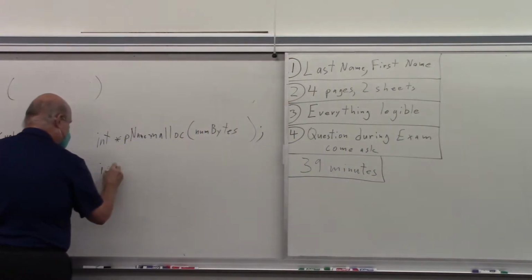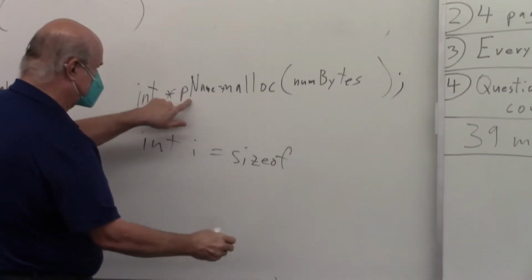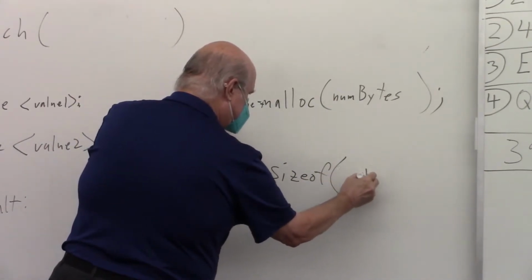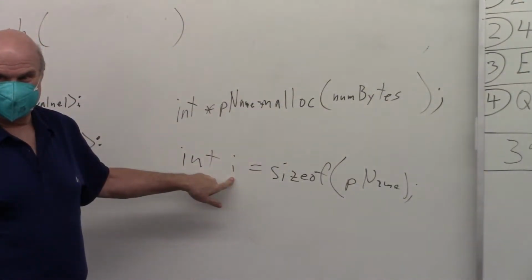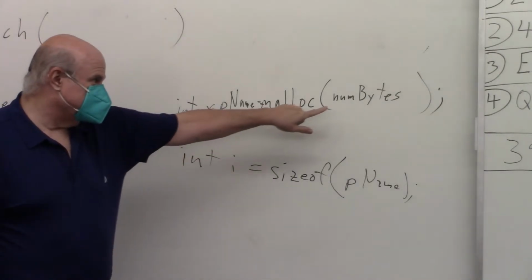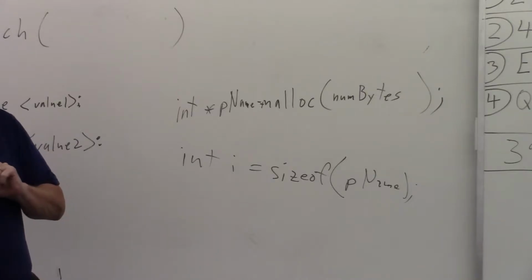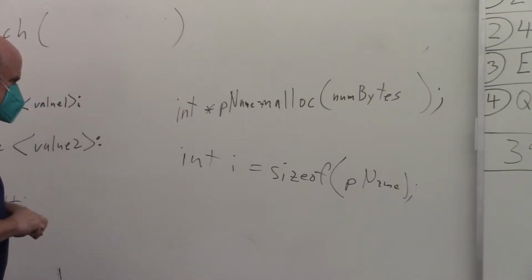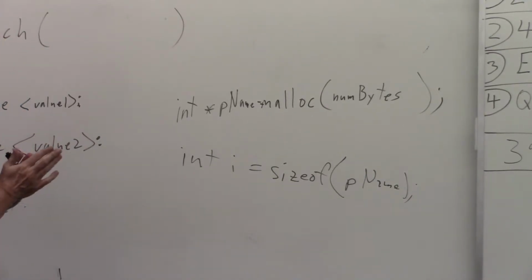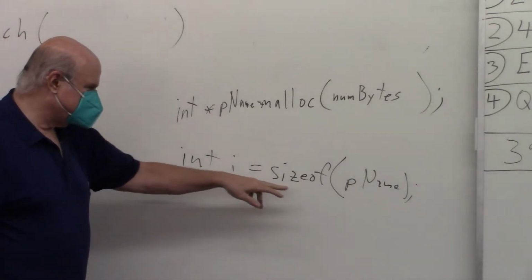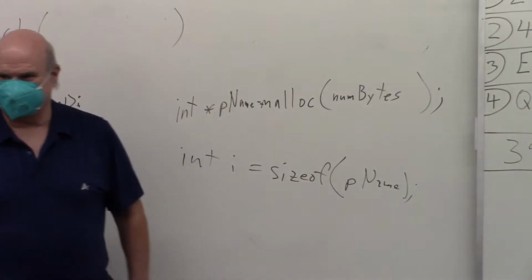If I say int i is equal to sizeof the name, I would equal what? Num bytes. Let me think about that for a second before I tell you something wrong, because it's going to think that this is an integer array.